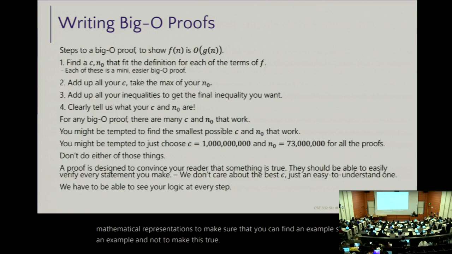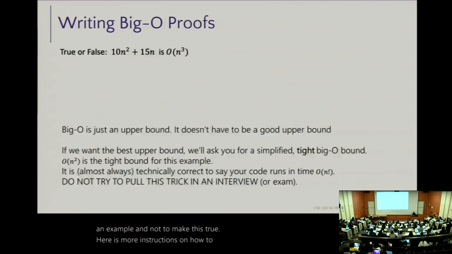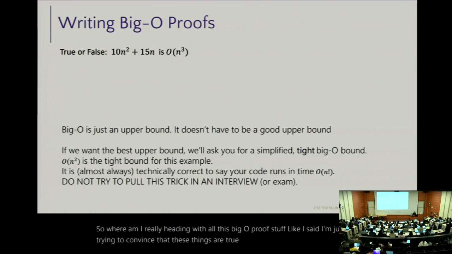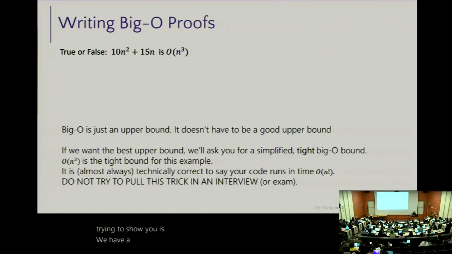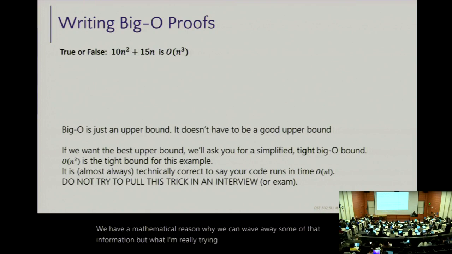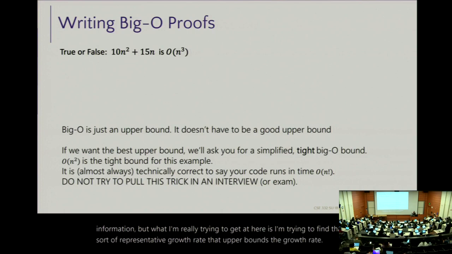Here is more instructions on how to write big O proofs. So where am I really heading with all this big O proof stuff? Like I said, I'm just trying to convince you that these things are true. But what I am also trying to show you is that we have a mathematical reason why we can wave away some of that information. What I'm really trying to get at is that representative growth rate that upper bounds the growth rate. That's what big O is.